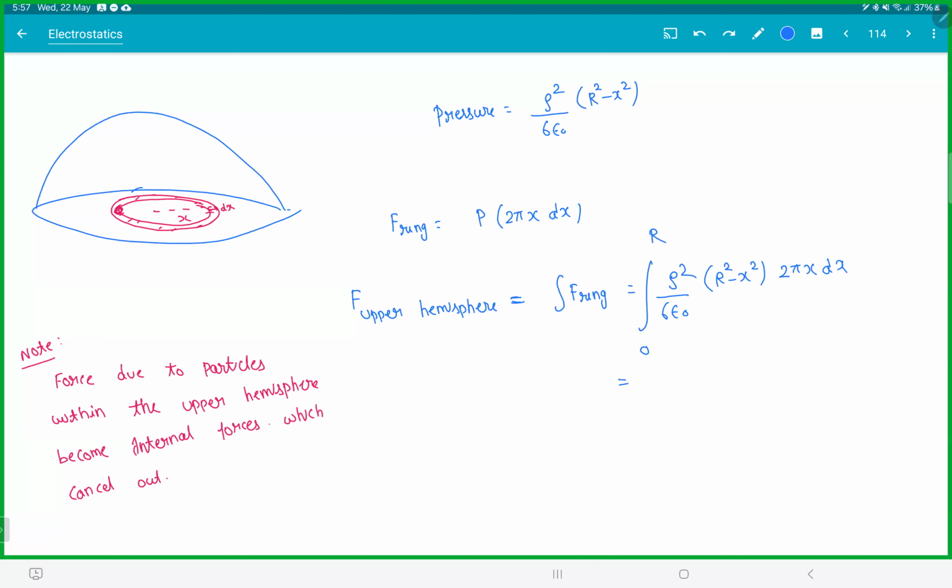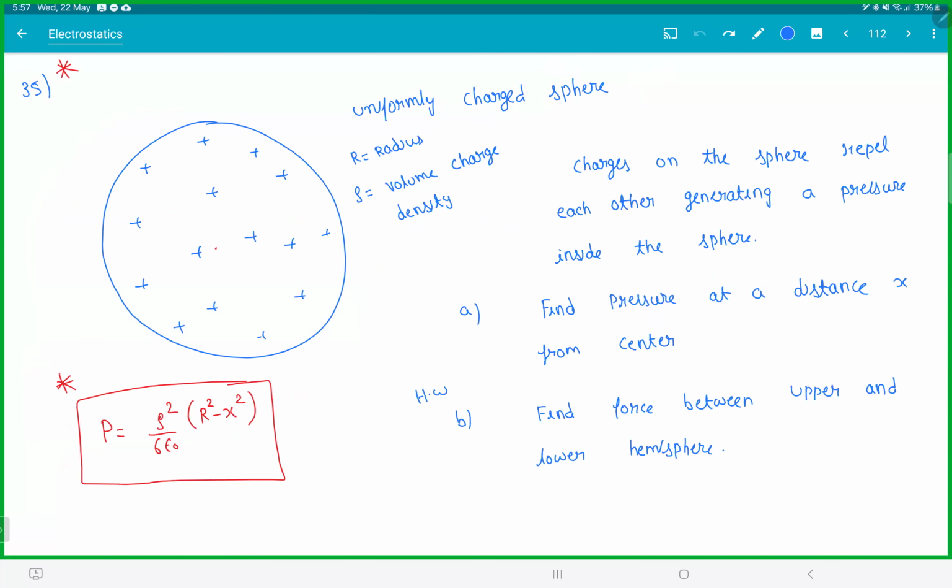That would be a pretty tough question. Matlab, this will be a proper advanced question. The first part and the second part. They'll ask you something like this: find the pressure and find the force between them. This is the level of advanced questions you can expect.